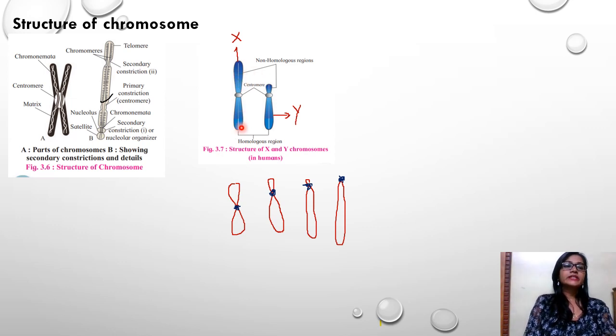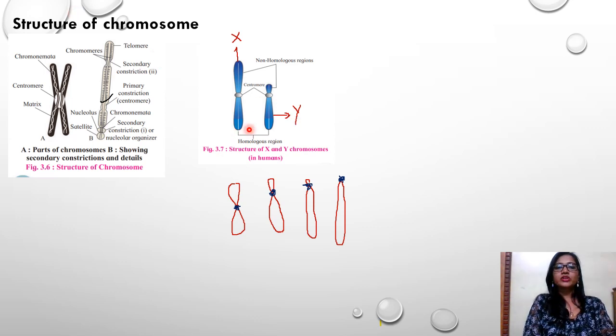The X chromosome contains a large amount of euchromatin and a small amount of heterochromatin. Euchromatin contains a large amount of DNA or genes, so that large amount of DNA or genes is present in the X chromosome. The Y chromosome contains a small amount of euchromatin and a large amount of heterochromatin. The Y chromosome is genetically less active than the X chromosome, as it contains fewer genes comparatively. So X and Y chromosomes show homologous and non-homologous regions.